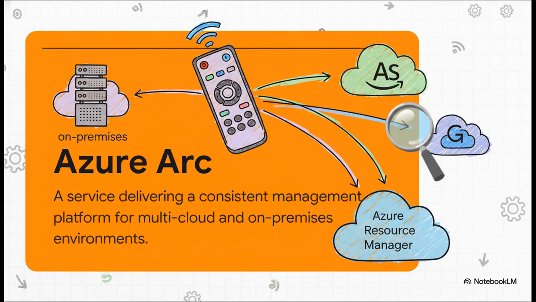It's the universal remote for your entire IT garage. With Arc, you can bring your on-premises servers, the physical ones sitting in your own data center, or even your servers running in other clouds like AWS or Google, and manage them all right from the Azure Portal. It's one single control plane for everything.